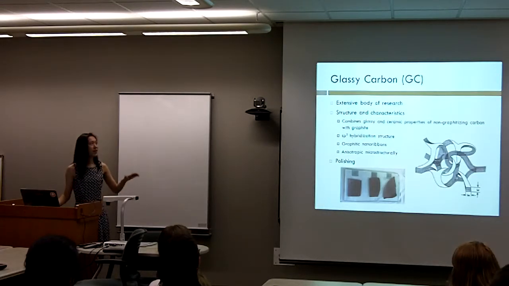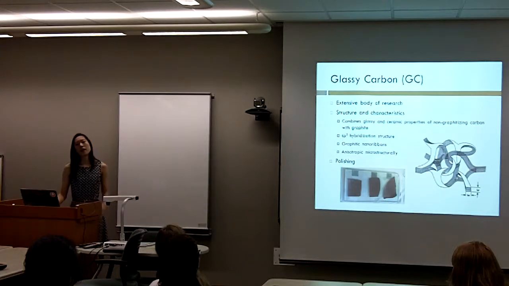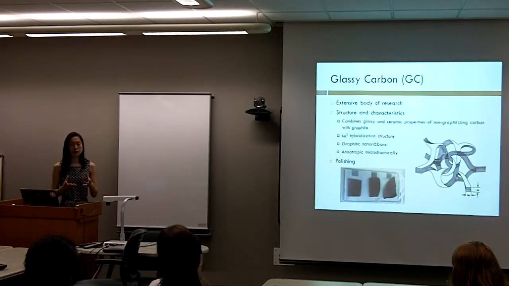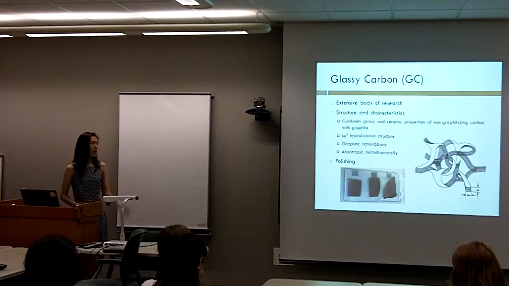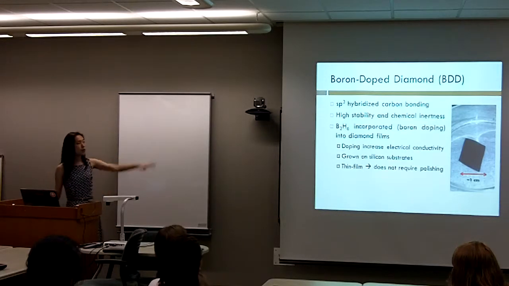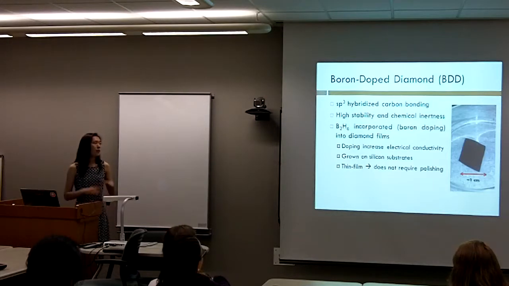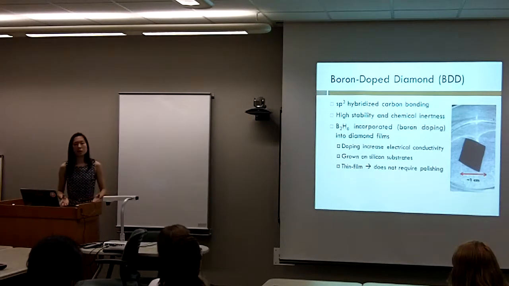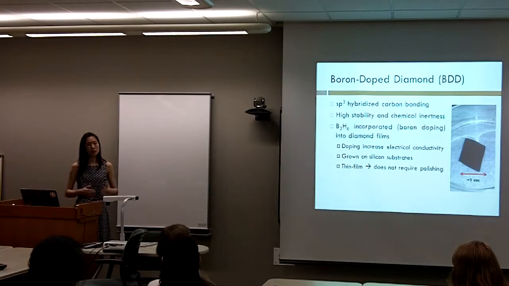Not to mention, at higher and more positive potentials, some of the microstructure of the glassy carbon surface might change, so it's not optimal for detection. So instead of glassy carbon, we have something known as boron-doped diamond. Boron-doped diamond is newer than glassy carbon, but there's still a very large body of research on it. It contains sp3 hybridized carbon bonding and exhibits properties of very high stability and chemical inertness, so that's very good.